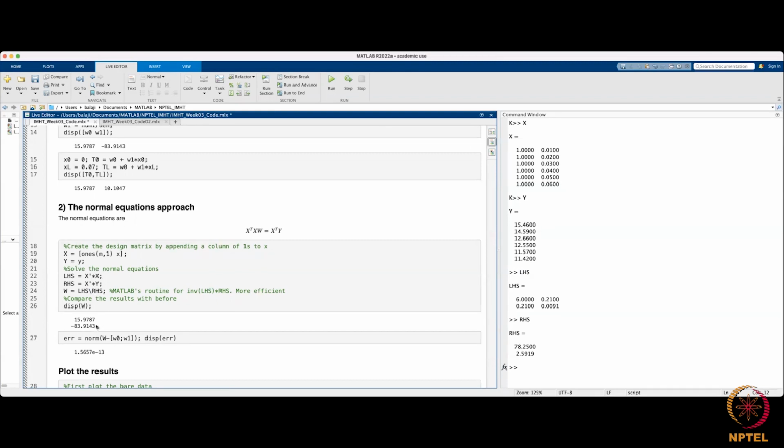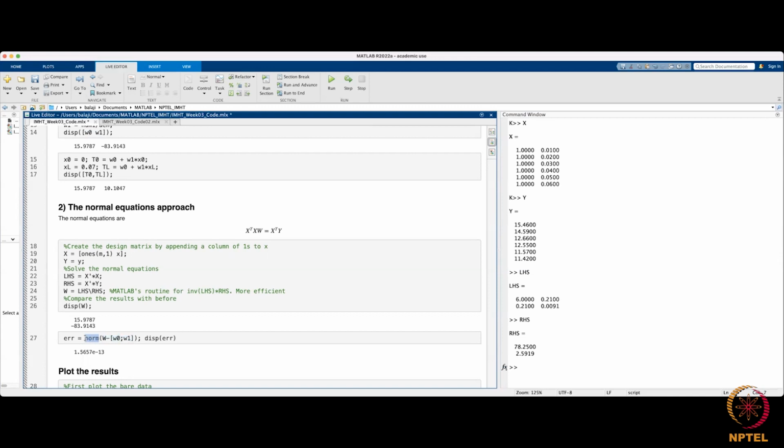So if you do that, you see you get exactly the same results as before. Earlier we had here 15.97 and 83.9143. Same thing here, 15.97 and minus 83.9143. You might suspect that some other digit later on might not match. So I actually calculated this. I calculated the vector W minus W, where W is my new vector, which is the normal one, and W0, W1 were the old method. So I computed this error.